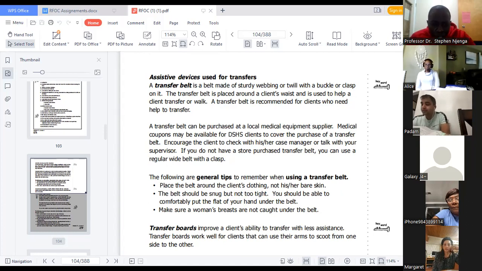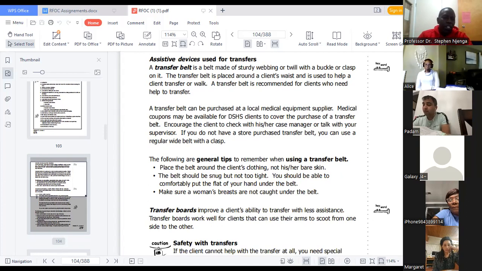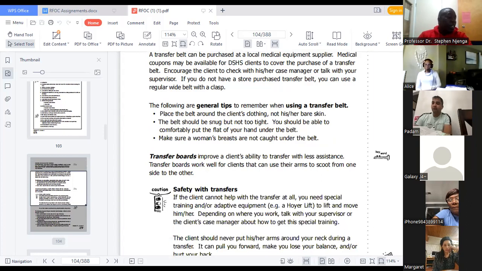Transfer boards improve clients' ability to transfer with less assistance, and transfer boards work well with clients who can use their arms to scoot from one side to another. Usually transfer boards are used by clients who are sometimes able to independently use their arms to slide themselves either to the bed or to the wheelchair.